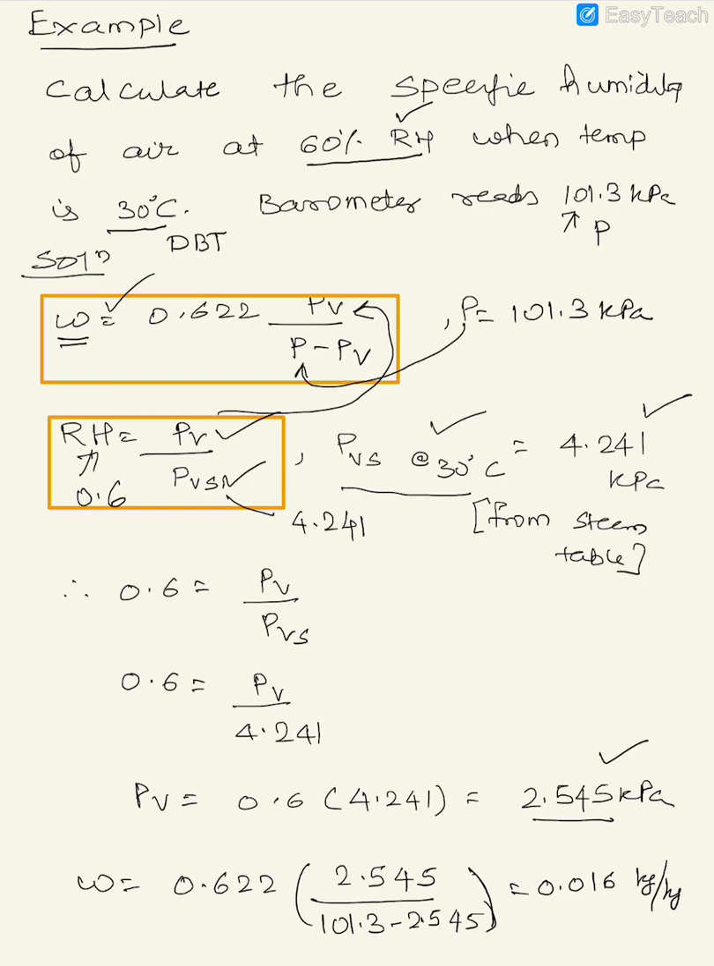Put that PV here, and you get omega, which is 0.016 kg of water vapor per kg of dry air. This is how we calculate the specific humidity. This is one type of problem where the relative humidity is given, dry bulb temperature is given, and total pressure is given.